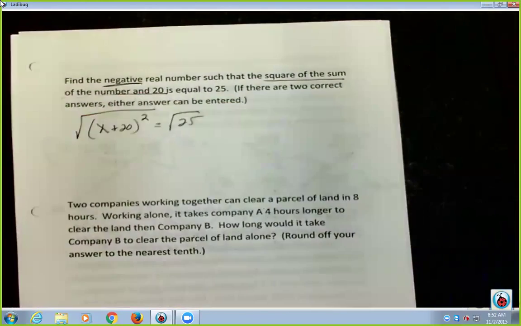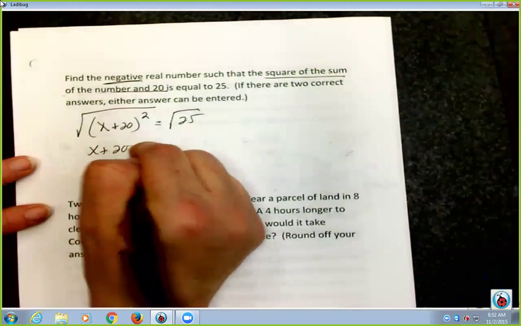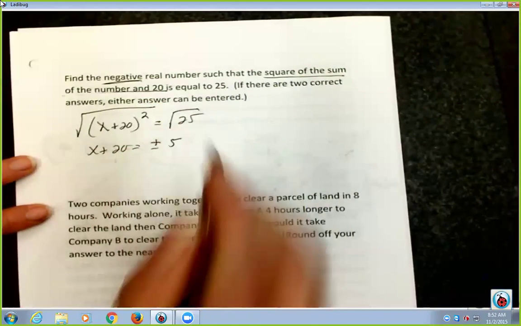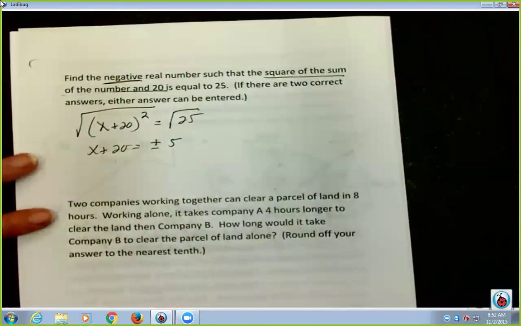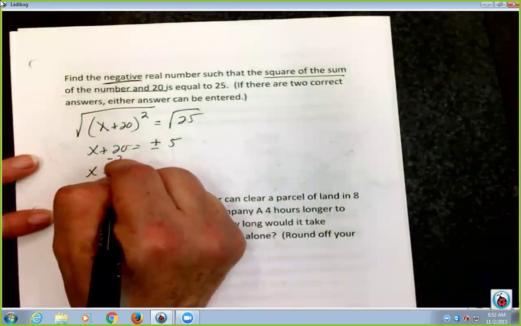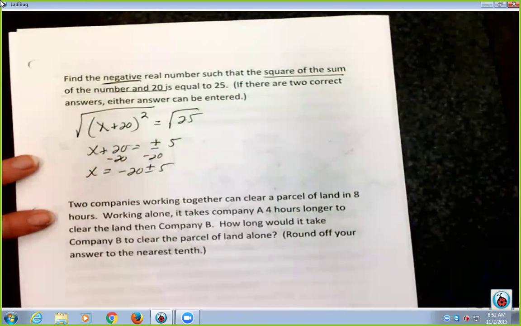Perfect. And so when I take the square root of this side, I end up with x plus 20. So the square root of 25 is going to be plus or minus 5. Remember, you've got two routes to go with these. Don't ever just put 5. So x is going to be, minus 20 from each side, negative 20 plus or minus 5.